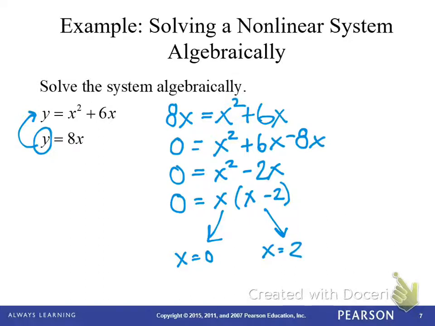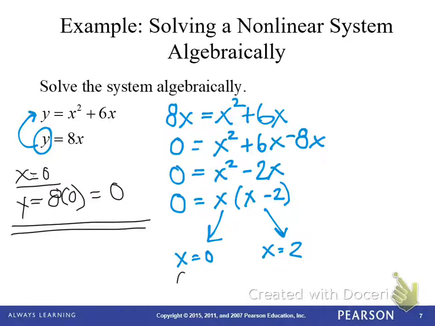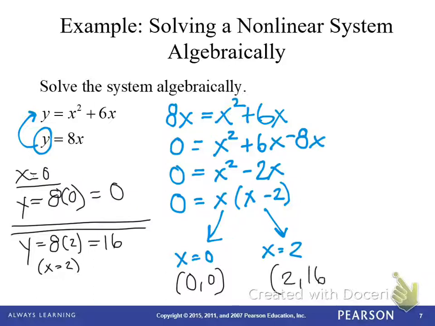And in this case, I have two possible solutions. So because of that, I need to find both possible y values. So when I plug in x equals 0, in that case, I'd have y equals 8 times 0, which in this case is 0. And so I would have the point 0, 0. And then if I plug in x equals 2, I have 8 times 2, which equals 16. This is when x equals 2. Then I have the point 2, 16.